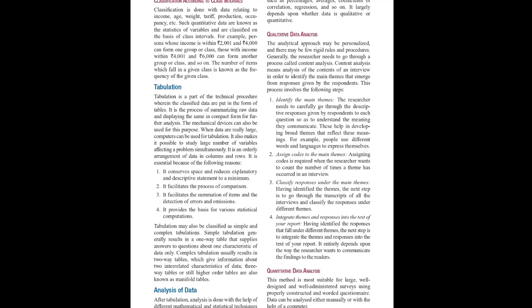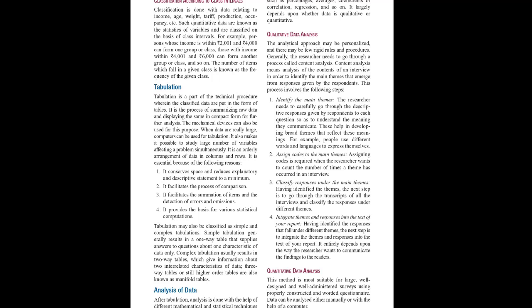This process involves the following steps. 1. Identify the main themes. The researcher needs to carefully go through the descriptive responses given by respondents to each question so as to understand the meaning they communicate. These help in developing broad themes that reflect these meanings. For example, people use different words and languages to express themselves.